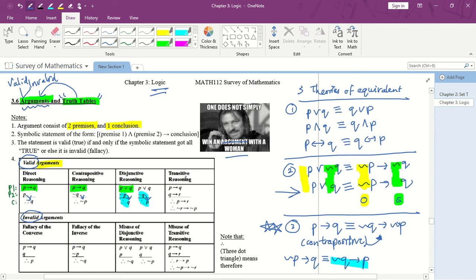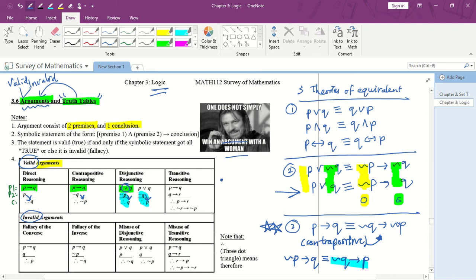Transitive reasoning. Just now we learned about direct reasoning, which means that it's exactly the same thing. Contrapositive reasoning, which means that we are using the contrapositive here. Disjunctive reasoning, we learned about this. That's why it's called disjunctive. And the last one is called transitive reasoning, because P to Q, Q to R, so the answer is P to R.